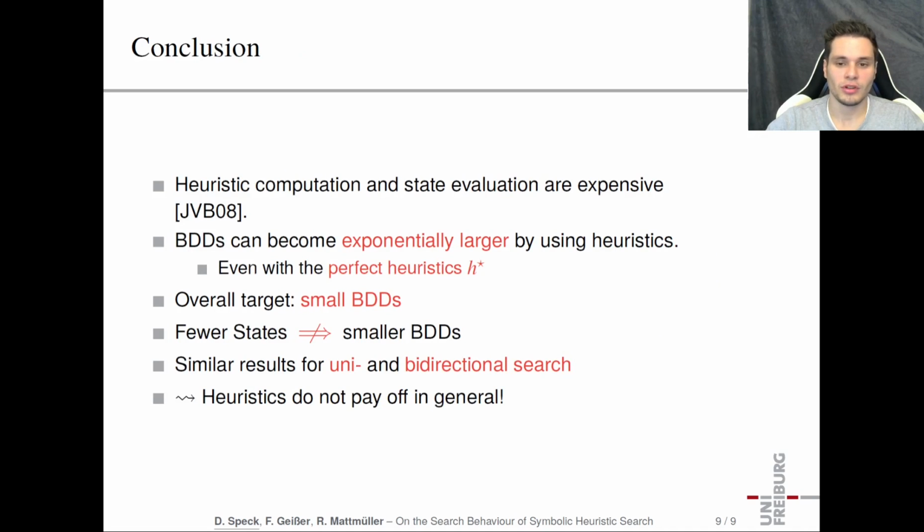So what's the conclusion? What was known is that heuristic computation and state evaluation are expensive, but we also showed that the BDDs can become exponentially larger by using a heuristic, even under the best circumstances if you use the perfect heuristic. Overall, the target is to have small BDDs, but fewer states doesn't mean smaller BDDs. We have similar results for uniform and bidirectional search, and the take-home message is that heuristics do not pay off in general, but we need to come up with smarter ideas to get smaller BDDs, for example, to partition over BDDs to obtain small BDDs. But just using heuristics doesn't pay off in general.